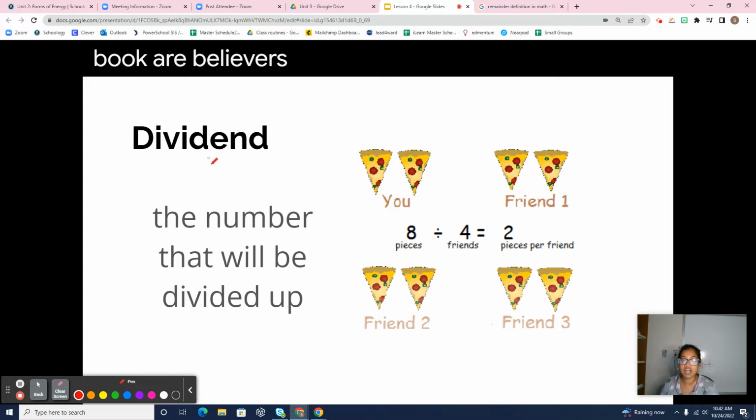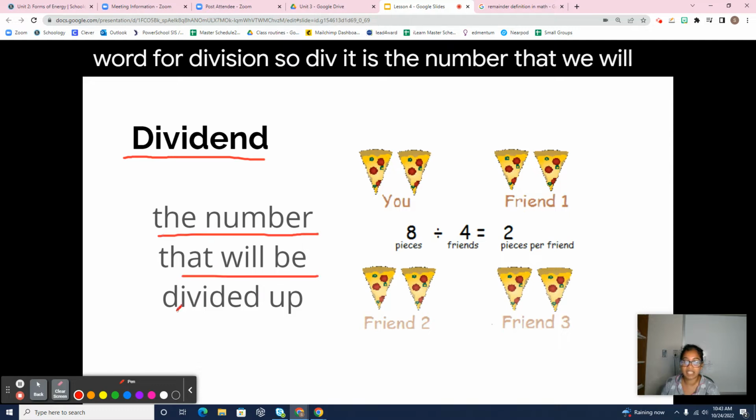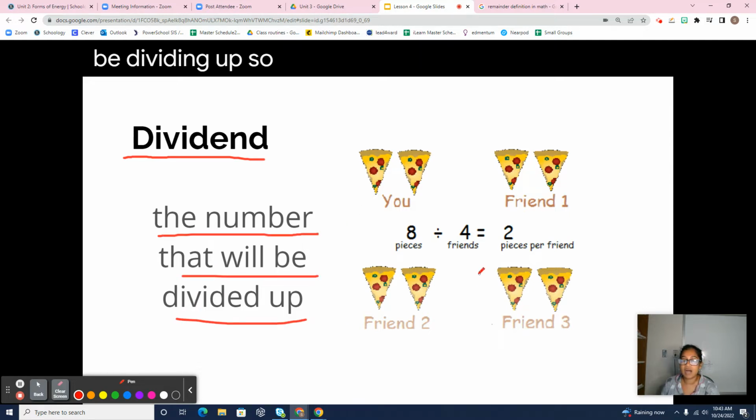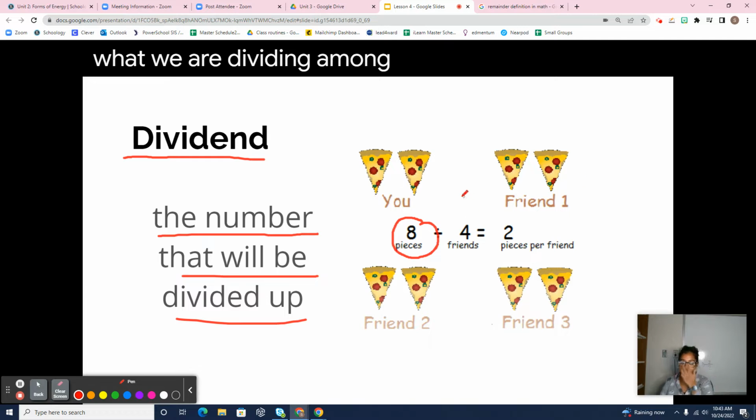Our next vocabulary word is dividend. This is a special word for division. Dividend is a number that we will be dividing up. So if we have 8 pieces of pizza and we're dividing it among 4 friends, we will give it to 2 friends. Our 8 pieces of pizza is what we are dividing among our friends. So 8, what we are dividing up, is our dividend.